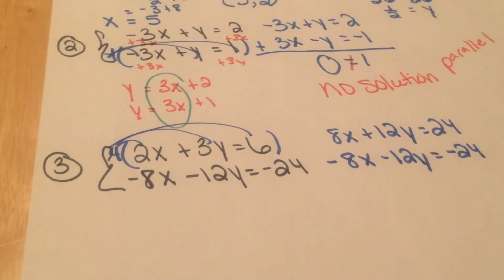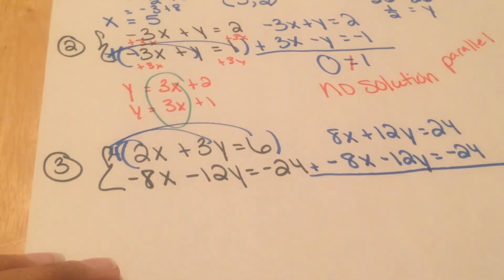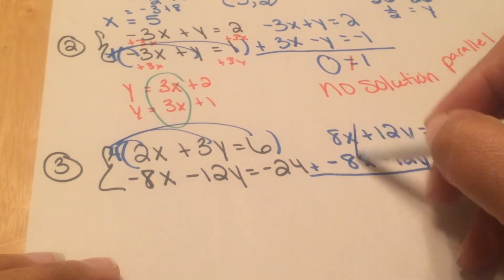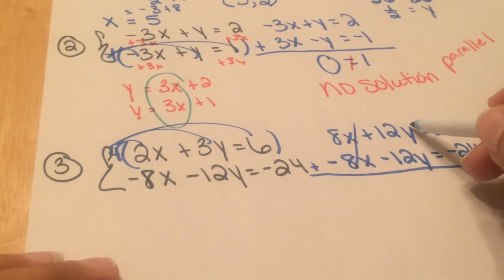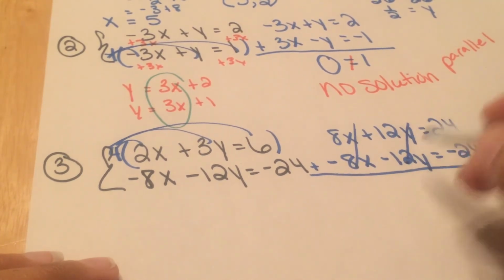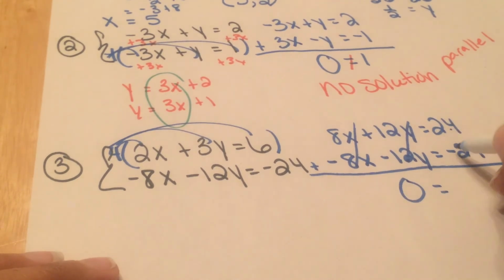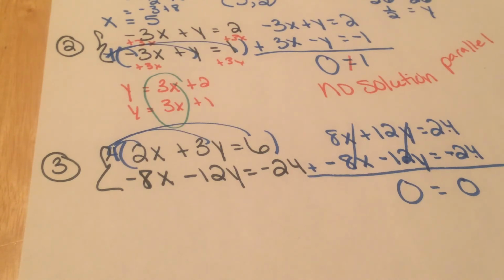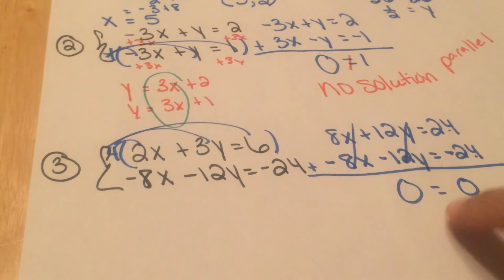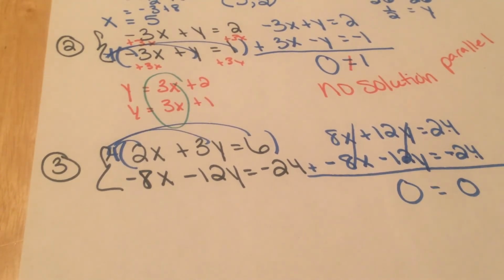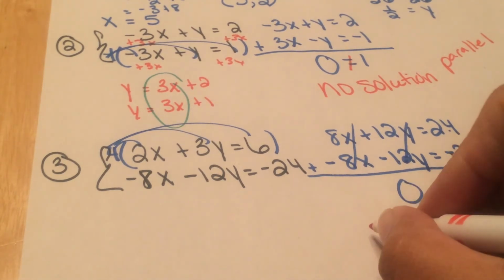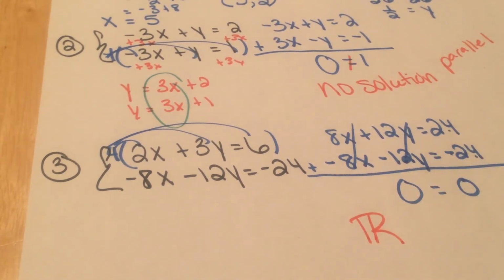Hopefully at this point we kind of see something interesting happening. If we don't, let's go ahead and just solve by adding. So negative 8x plus 8x, that's gone, it's 0. And 12y minus 12y, that's gone, it's 0. And 24 minus 24 is also 0. So what do we know at this point? Well, I actually have a 0 equal to a 0. So this is true. So what does it mean when our left side equals our right side? That's right. Infinite solutions, all real numbers.